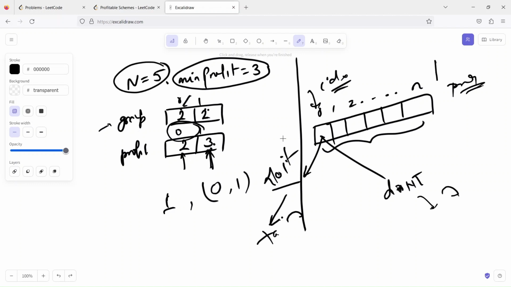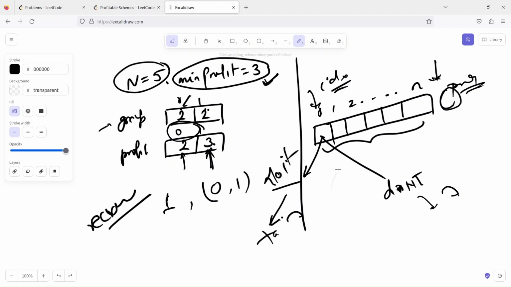Once you've reached the end, which is profit.length, you can see whether I have made this much profit or not. If I have made this much profit, that means I have found at least one way to make a crime. So you increment the counter by 1. So this is like a simple recursive way we can do it.